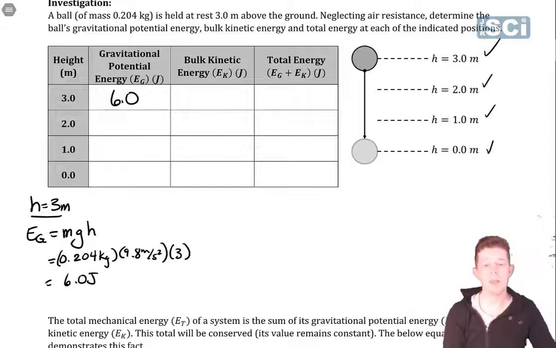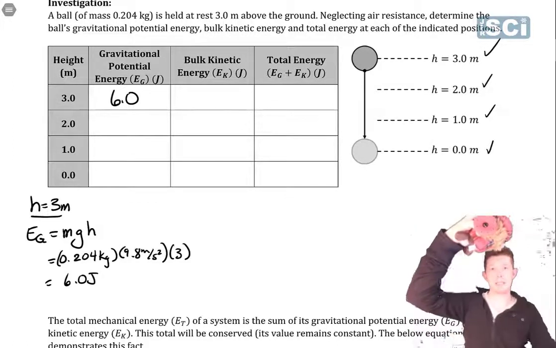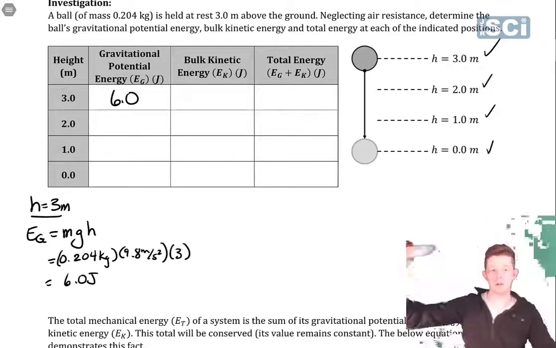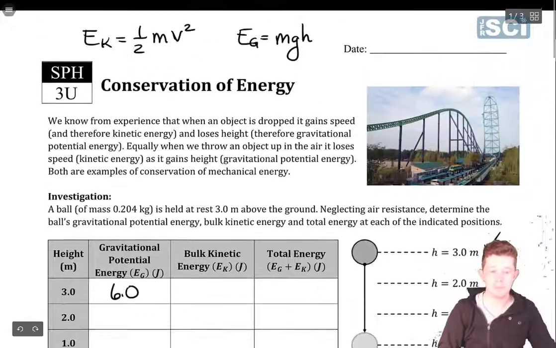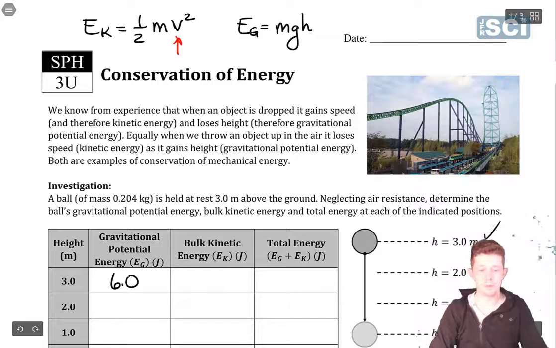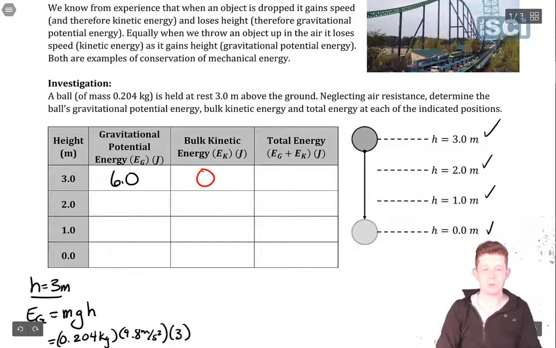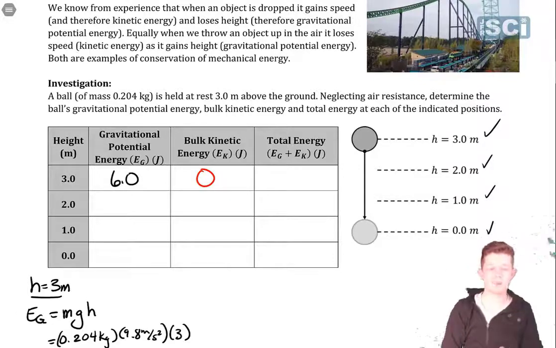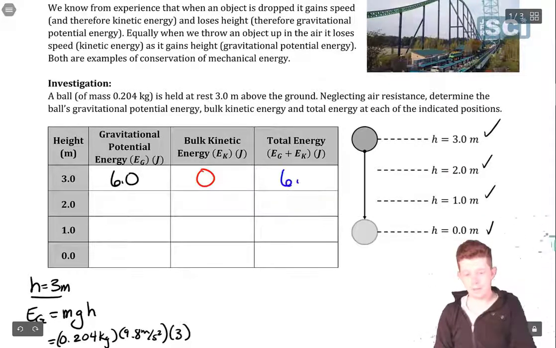If the object is stationary at the very beginning, that means that its speed is 0. And we know that if its speed is 0, its kinetic energy must be 0. So if this term is 0, then the whole thing is going to come out to 0. So its bulk kinetic energy is going to be 0 joules. So its total energy, if we add this gravitational potential energy and this kinetic energy together, 6 plus 0, we get a value of 6.